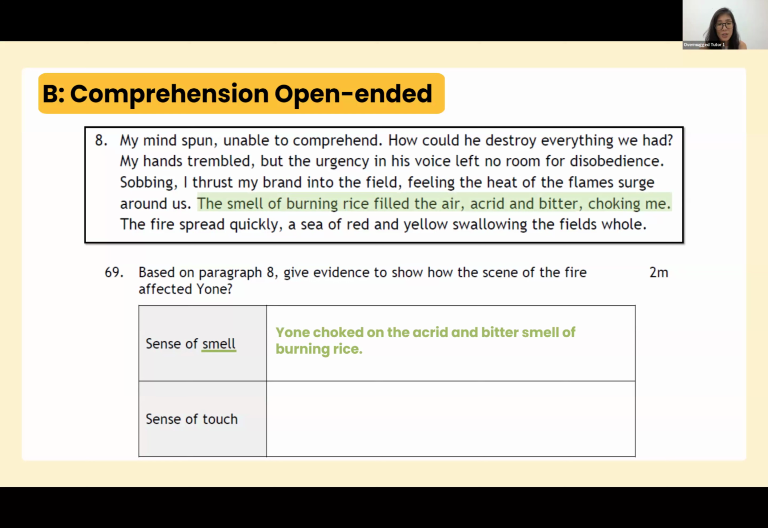Let's try with the sense of touch. When you touch or use your hands to feel things, it allows you to feel things like surfaces, whether it's smooth or rough, but it also allows you to feel temperature, something that's cold or hot. Now, in this case, the clue is feeling the heat of the flames surge around us. If you copied the clue directly, you would not have gotten the mark. You must tell me how it affected Yone. So start again with the subject Yone. Yone could feel the heat of the flames as it surged around them. Let's move on.